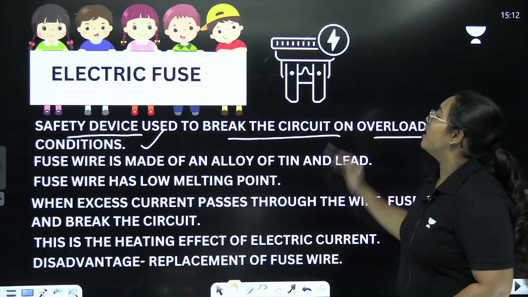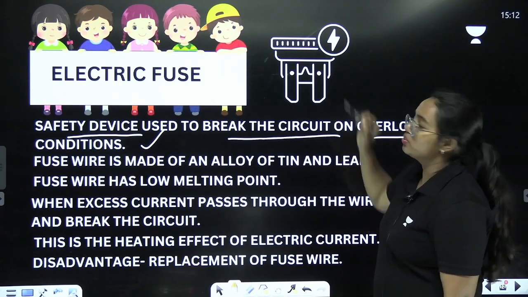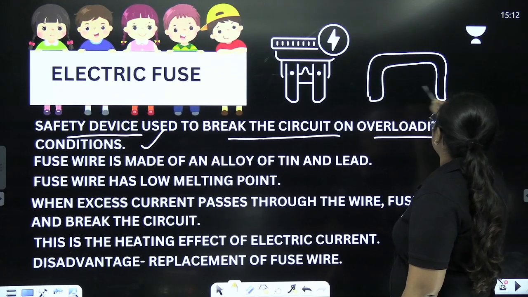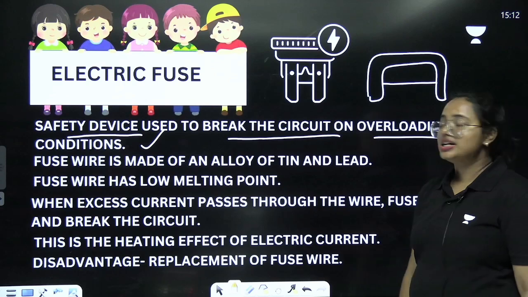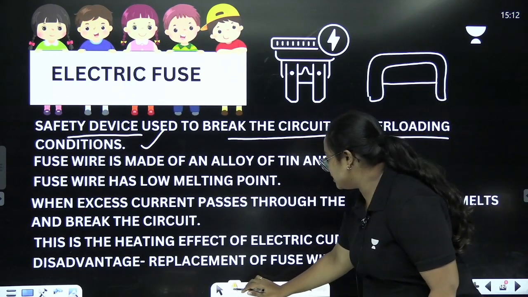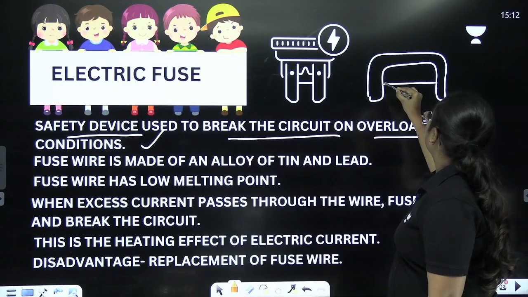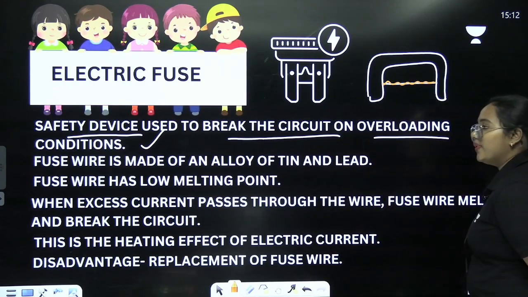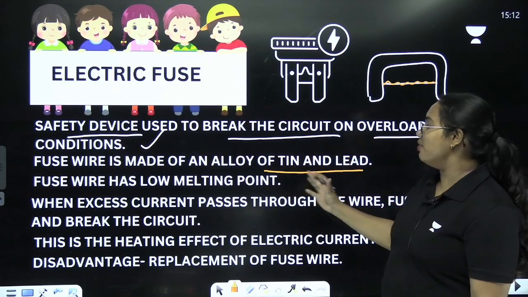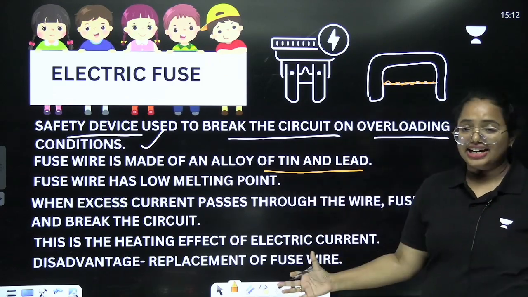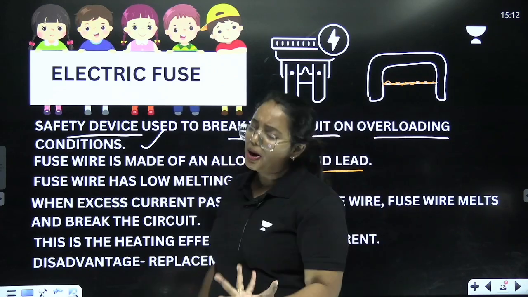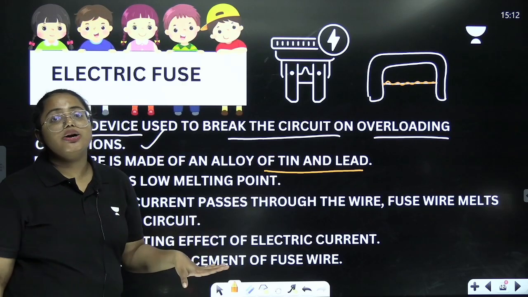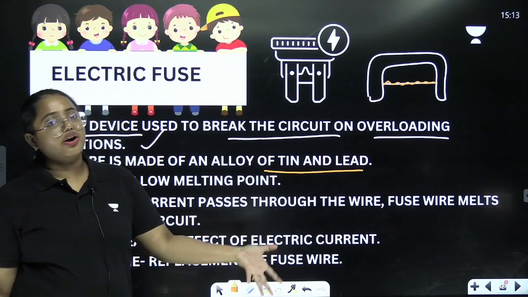When you take a fuse, it has a fuse wire. Let this be your fuse, and this has a fuse wire. Let me take a different color so that you won't get confused; let this yellow one be your fuse wire. The fuse wire is basically made of an alloy of tin and lead. Very important. There is one more property that we need to consider for a fuse wire. It is going to melt on overloading conditions.